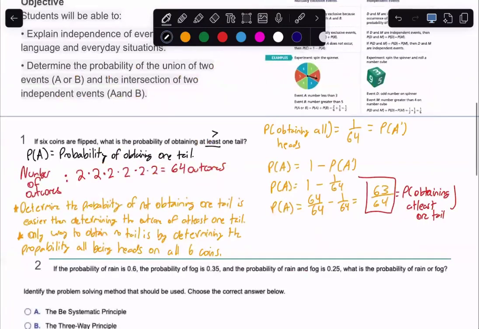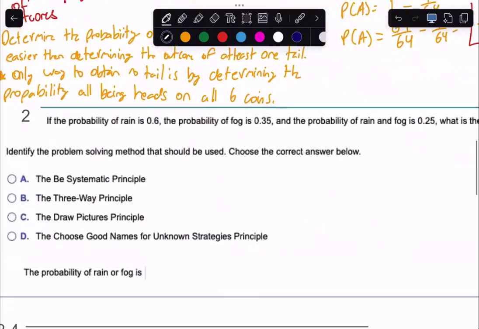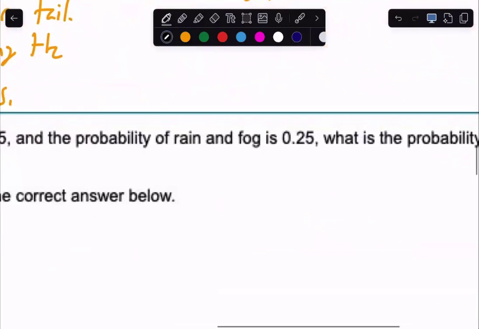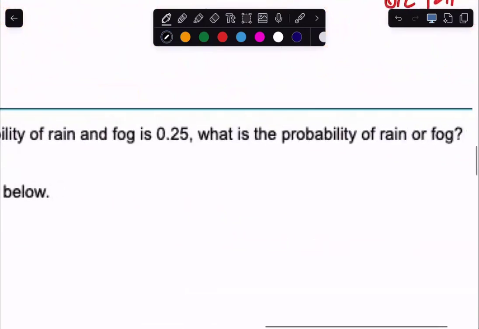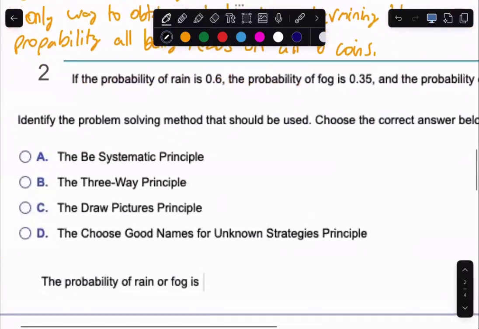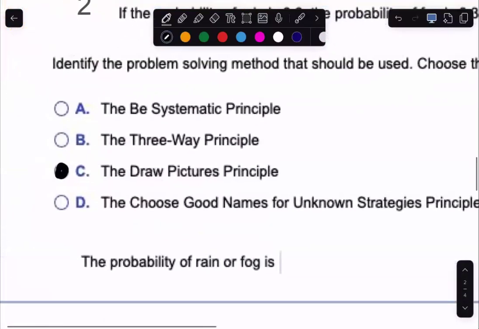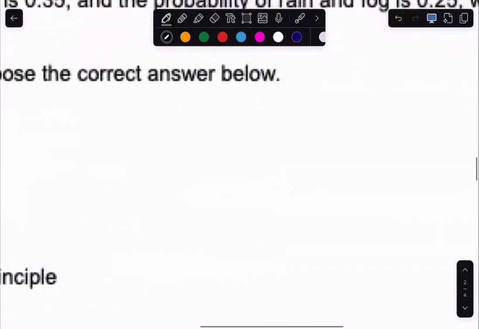Okay, so number 2, it says if the probability of rain is 0.6, the probability of fog is 0.35, and the probability of rain and fog is 0.25, what is the probability of rain or fog? To solve this, you're going to have to use what we call the draw pictures principle, because it'll help you on how to actually solve it. So that one is C. For all the homework, it's C. So for number 2, it's just C.